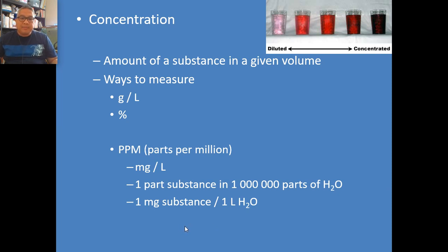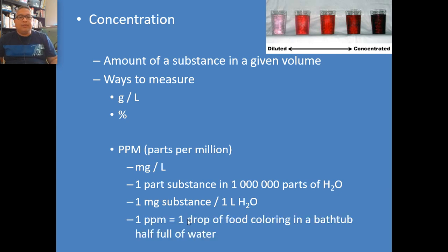So always remember, parts per million is 1 milligram of substance for every 1 liter of water. So one part per million. You can think of it this way: one drop of food coloring in a bathtub. It will not be that evident, or that obvious, right? So one drop of food coloring in a bathtub.